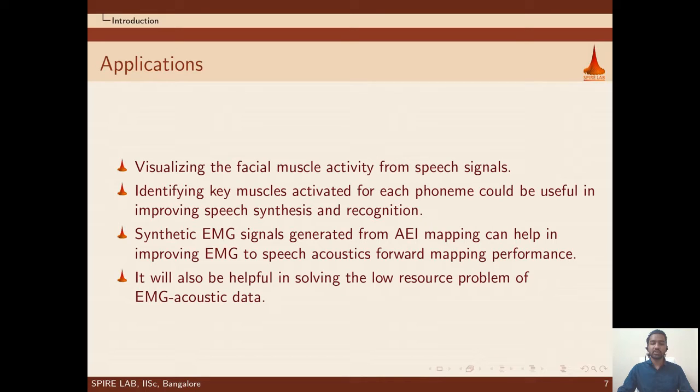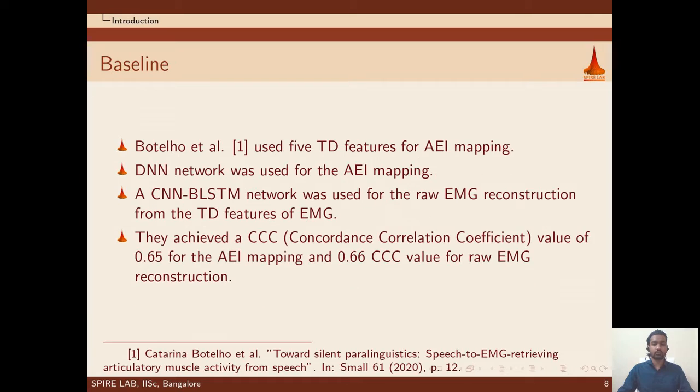The synthetic EMG signals generated from these mappings can also help in improving the EMG to speech acoustics forward mapping performances. It can be also helpful in solving the low resource problem of the EMG acoustic data.